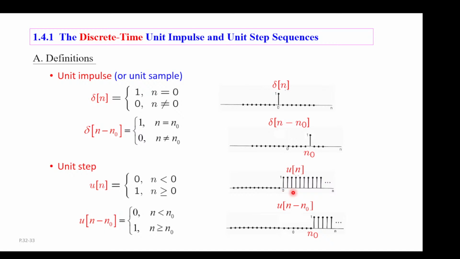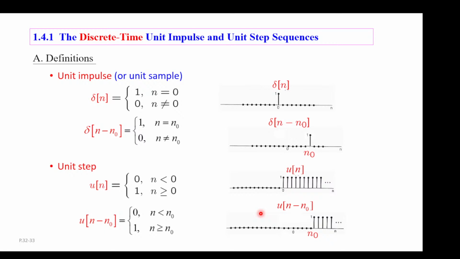And also you can shift this around just like what you do in unit impulse. So instead of u[n], you have u of n minus n0, then this step will happen at n0 instead of happening at 0. Okay, so that's the definition, very clear and simple.